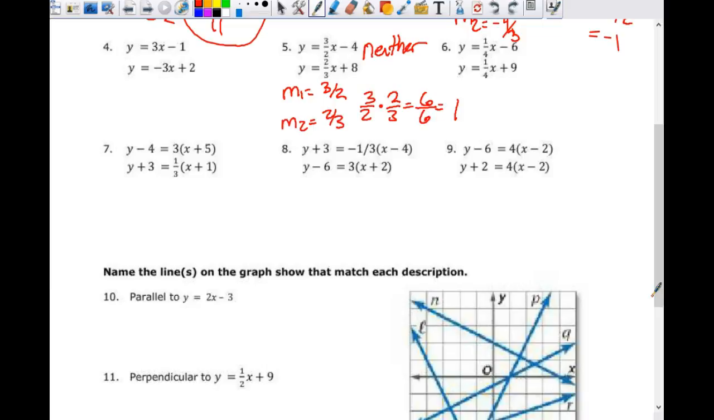This one looks way harder, but it really isn't. This is just in point-slope form. Point-slope form is y minus y1 is equal to m times x minus x1. So m is equal to 3. M1 is equal to 3. M2 is equal to what? You guys think that's all true? It's all 1/3?